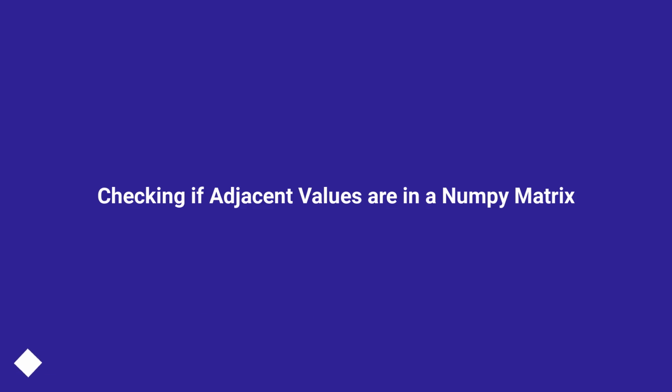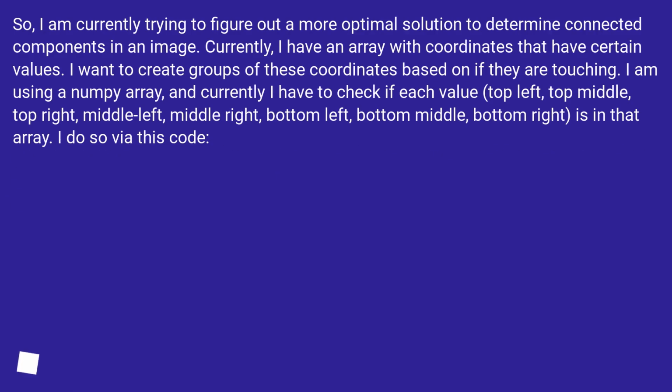Checking if adjacent values are in a NumPy matrix. So, I am currently trying to figure out a more optimal solution to determine connected components in an image. Currently, I have an array with coordinates that have certain values. I want to create groups of these coordinates based on if they are touching.